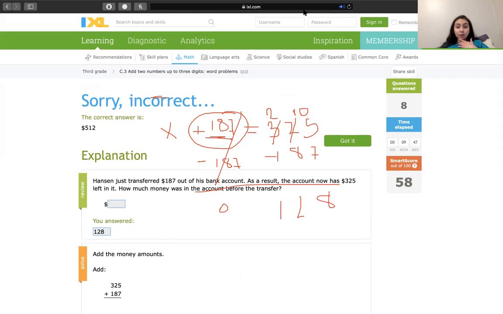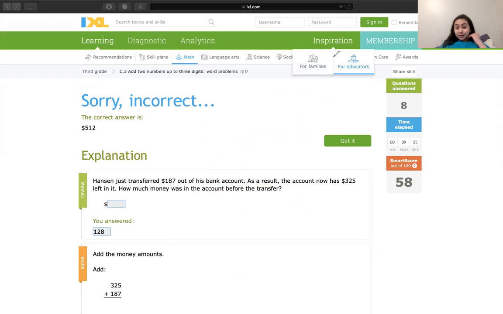Oh my gosh, transferred out of the account. Okay, I read it wrong. That's what happens when we read too fast. So I guess you're learning from mistakes from me. Transferred out, which means he took away. He had X amount of money, and he took away 187. And after taking away that money, he was left with 325.